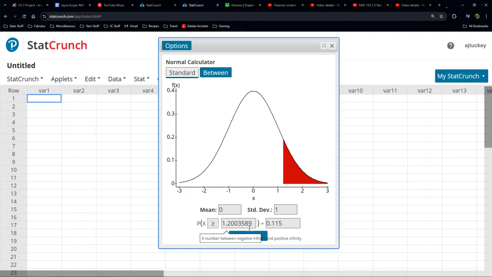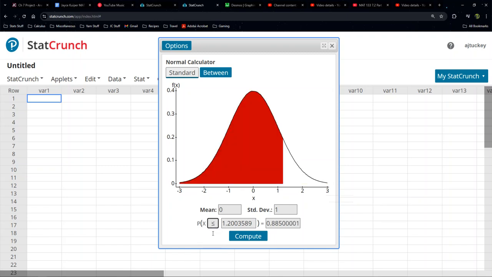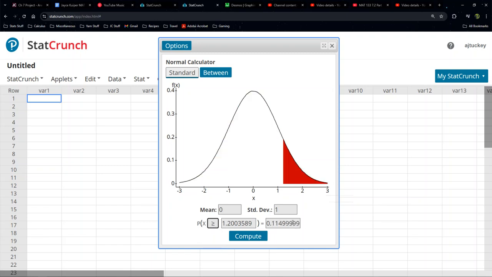We can tell that it is 1.200. Now, one thing to keep in mind is that the picture should look and match the picture that was on the page. So that right tail should match what's on the page. And remember that these two symbols point in the direction of their shading. So right tail looks like this, left tail goes like that. Right tail's like that.